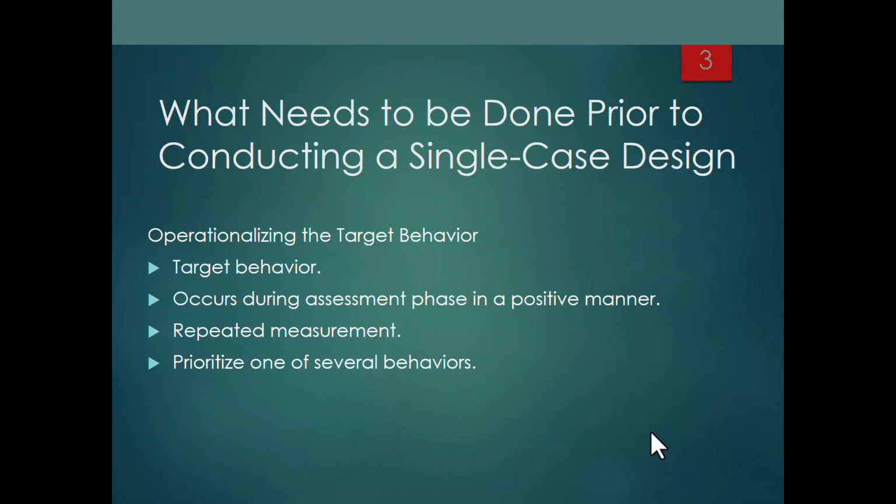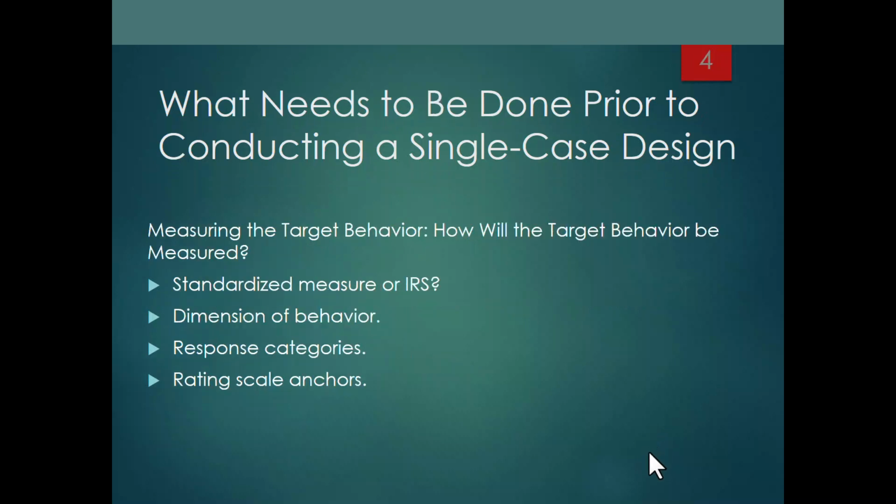So looking at how often does the behavior occur? How long does it last? And when does it occur? The answers to these questions will help determine how and when to measure problem behavior. So let's talk about how the target behavior will be measured. So you will need to decide between a standardized measure or an individualized rating scale.